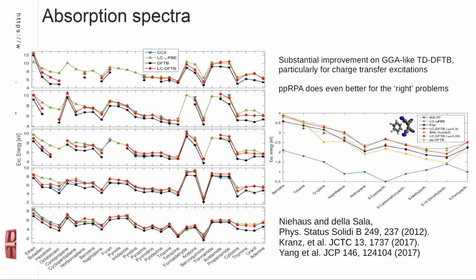Okay, I mentioned things like particle-particle RPA. Well, we've got various hybrid functionals and also the many-body methods, and it does pretty well for the right kinds of problems. So these are absorption spectra of a range of different systems. Have a look at the papers again if you want to know the details, but we get very close results against things like coupled cluster under the right circumstances.